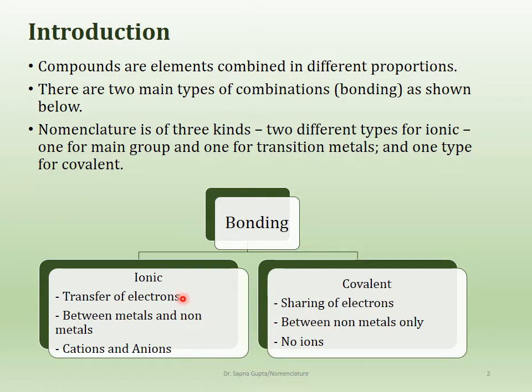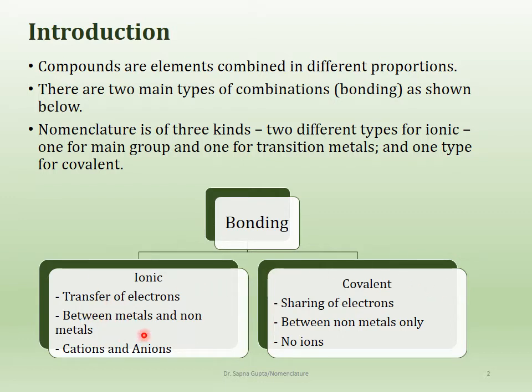So the bonding is ionic and covalent, okay? And ionic is a transfer of electrons. It's between metals and non-metals, and there are cations and anions in ionic bonding. In covalent bonding, it's because of sharing of electrons. It's only between nonmetals and there are no ions present. So think about this. If you have a periodic table in front of you, then ionic bonding is between the left-hand side of the periodic table, which is the metals, and the right-hand side of the periodic table. Whereas covalent bonding is only on the right-hand side of the periodic table, okay?